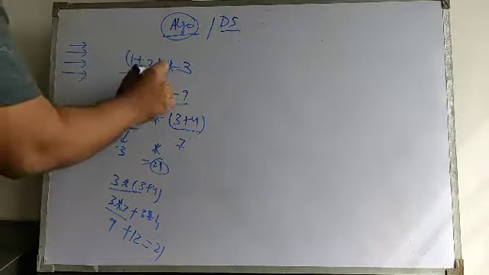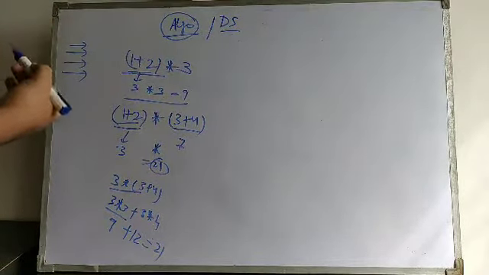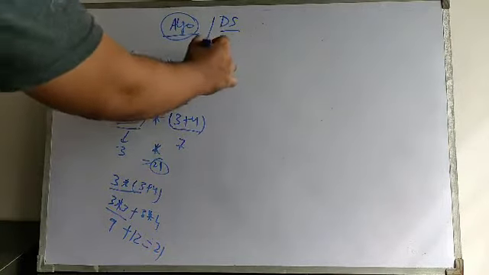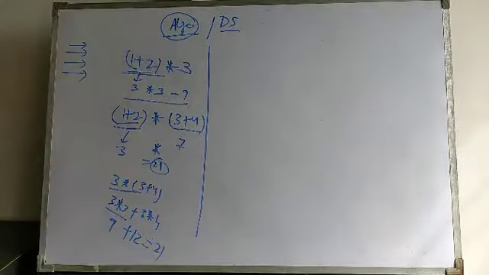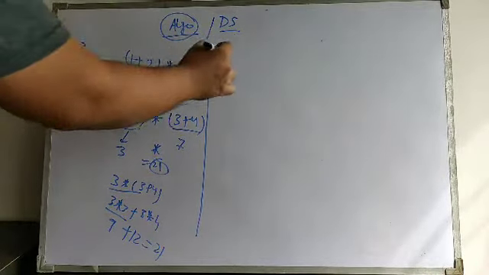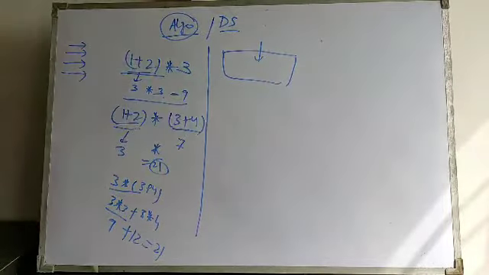Whatever you are doing in your real life, you follow particular steps. The steps can be predefined or generated by you. So this is called the algorithm. Now what is the data structure? Okay, so data structure means it is a container to store something. So that is called the data structure.